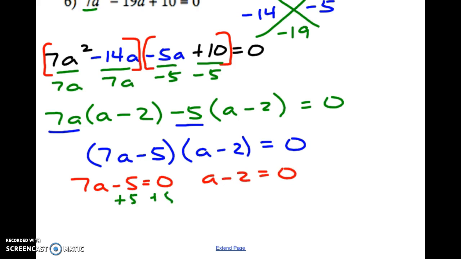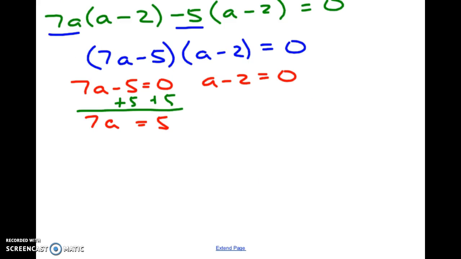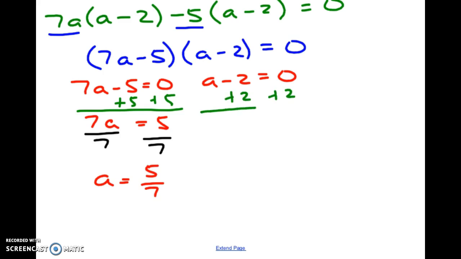So on the left we'll have the 5 first, then divide by the 7. So one answer will be 5/7 for a. And for the equation on the right, we'll add the 2 to both sides, and we'll get a equals 2.